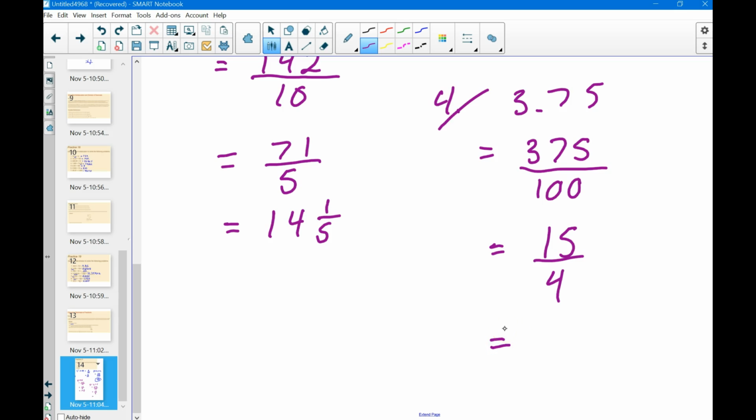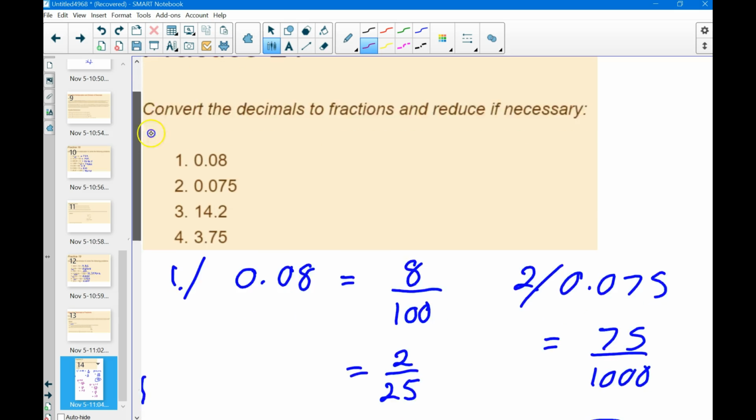And we want to change that into an improper fraction, or to a mixed number. 4 will divide into 15 3 times, which gives us 12, and 3 over 4 left over. There you go. That will be converting decimals into fractions.